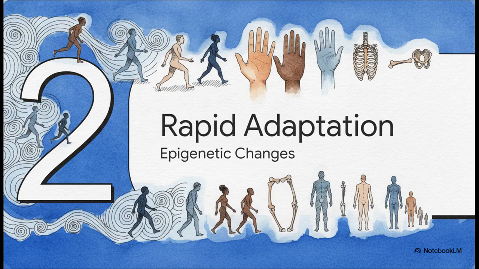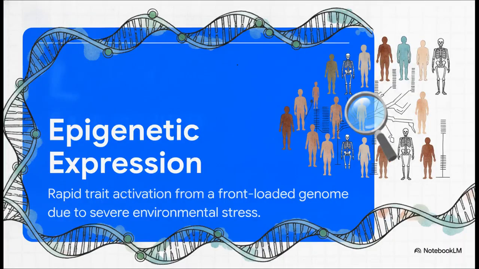Moving right along to Section 2, dispersal and rapid adaptation, let's talk about epigenetic changes. So, you might be wondering, if these disparate survivor groups only had a few thousand years, how on earth did they develop such entirely different skin colors, hair textures, bone densities, and physical sizes? Well, the UTGH proposes a mechanism called epigenetic expression.